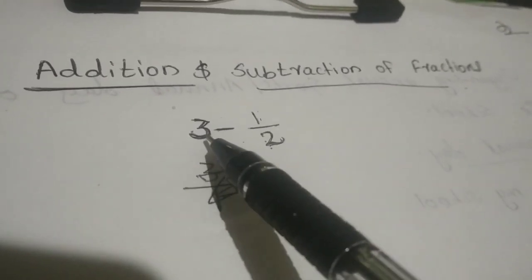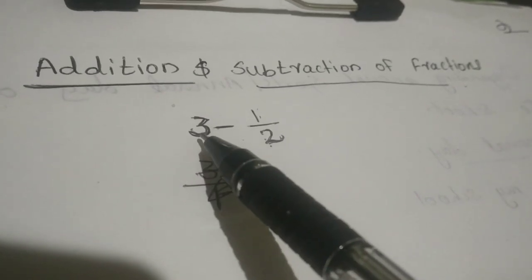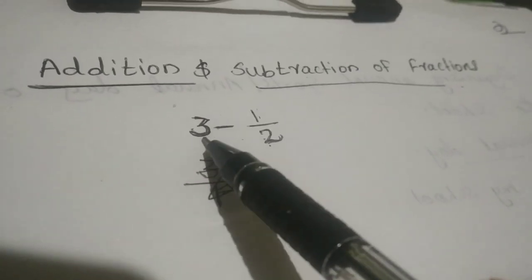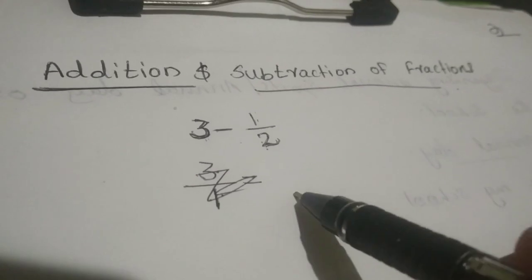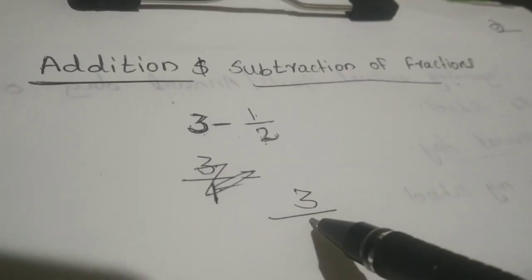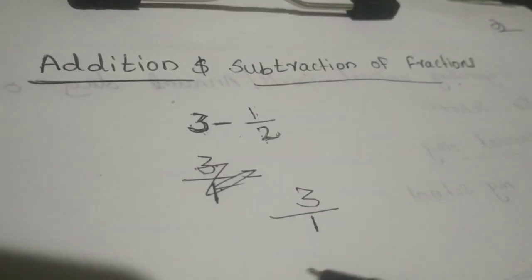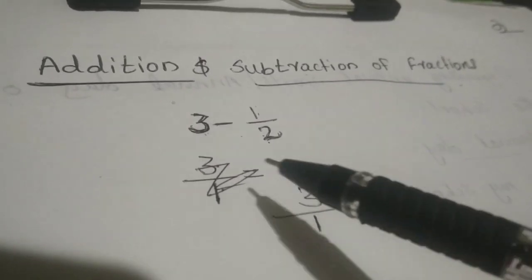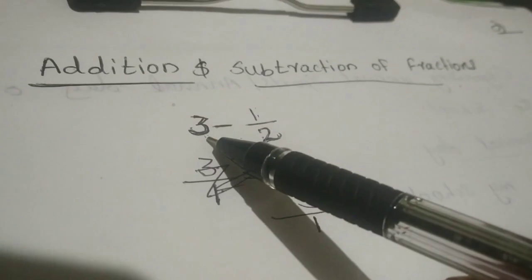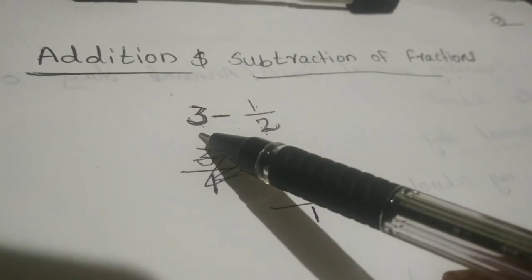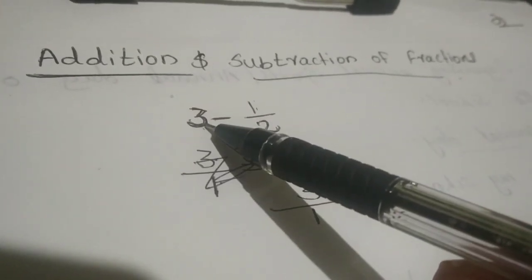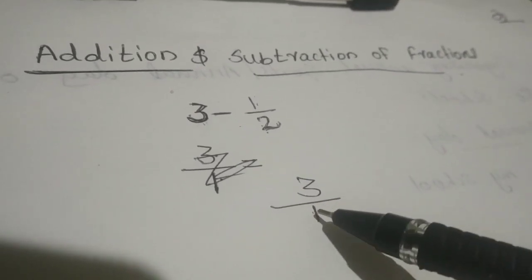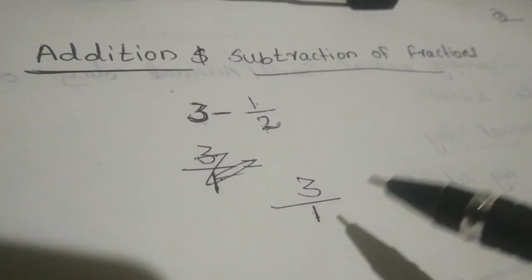If there is only one number, we have to consider that one number as the numerator. This numerator always has 1 as the denominator. That means if there is no denominator and only a numerator is there, 1 will be the denominator of that number.